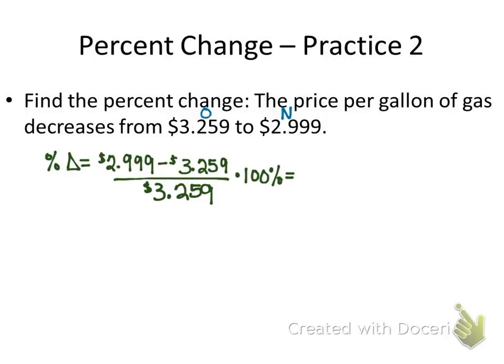Minus 3.259 equals. Now hit your divide by that number. 2.99 equals again. No, times. You forgot your 100%. Times your 100.